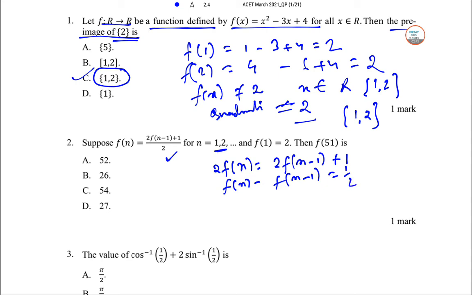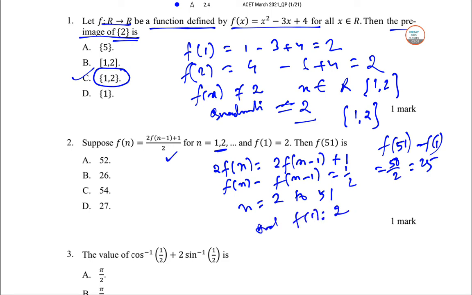Summing both sides of this equation, for n equal to 2 to 51, f(51) minus f(1) is 50 divided by 2, that is 25. And f(1) is itself 2, so we can conclude that f(51) is 25 plus 2, that is 27. So ultimately the answer is D.